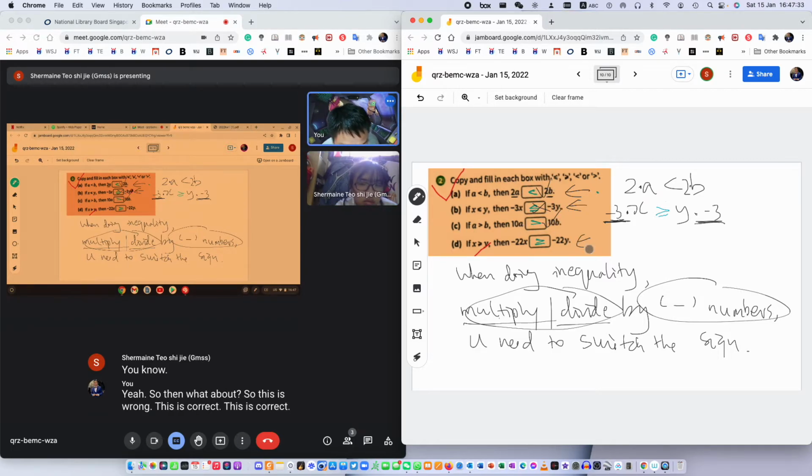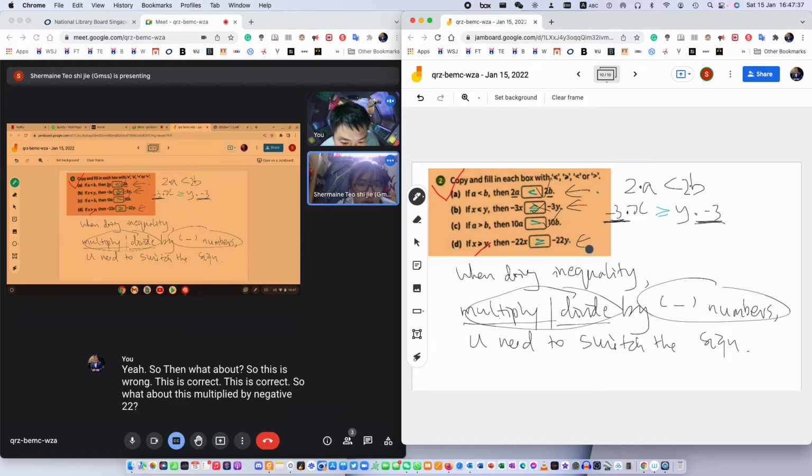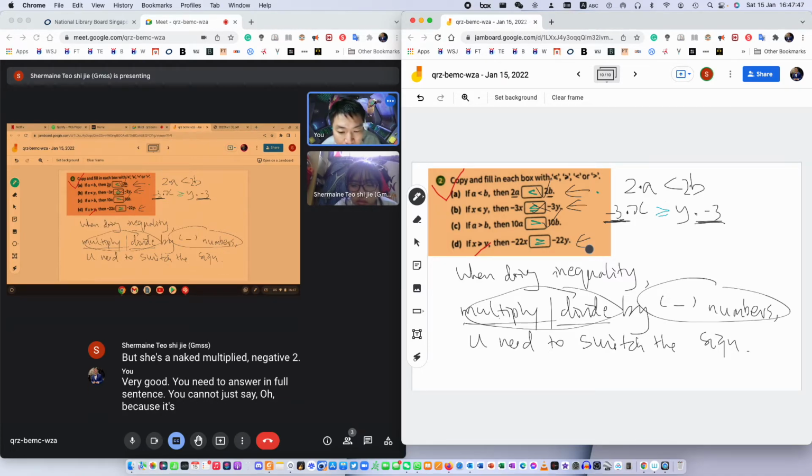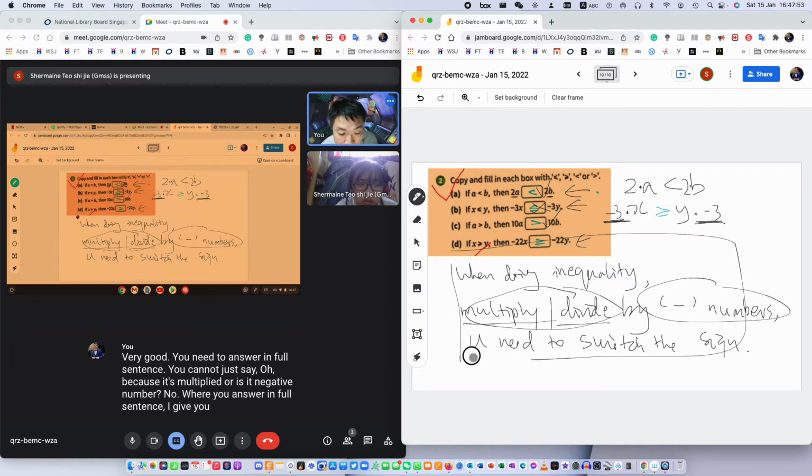Then what about this? Multiply by negative 22. Yes. Why yes? Because it's a negative. Multiply negative 22. Very good. You need to answer in full sentence. You cannot just say, oh, because it's multiply, or is it negative number? No. Okay? You answer in full sentence. I give you a full sentence. I expect you to answer in full sentence.